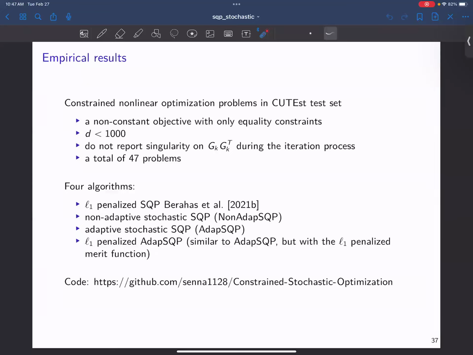And then finally, this is something I did not discuss with you, but a very typical merit function that people use in constrained optimization is the L1 penalized Lagrangian. So you have the objective function plus an L1 penalty on the constraints. This has some issues in the deterministic setting. That's why we are using the augmented differentiable Lagrangian. But it's something that we can compare with in experiments.